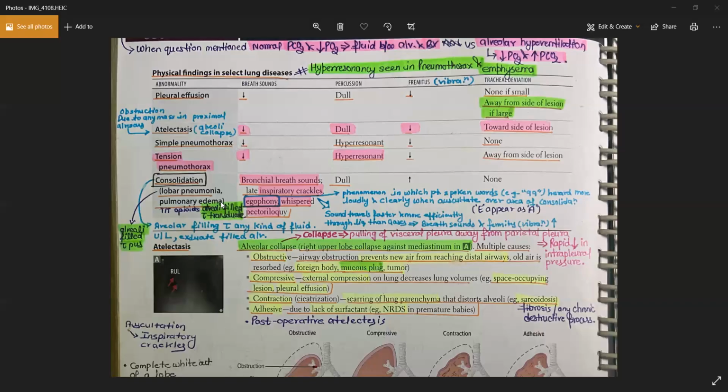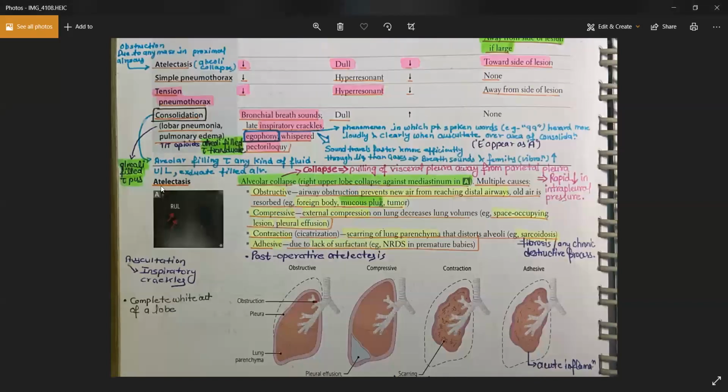Yes. So look for this thing, very important. So let's discuss other conditions. The first one is atelectasis, and that is a collapse of the alveoli. As you can see here, there is a collapse of the upper lobe of your right lung. Now see, let me draw something for you.